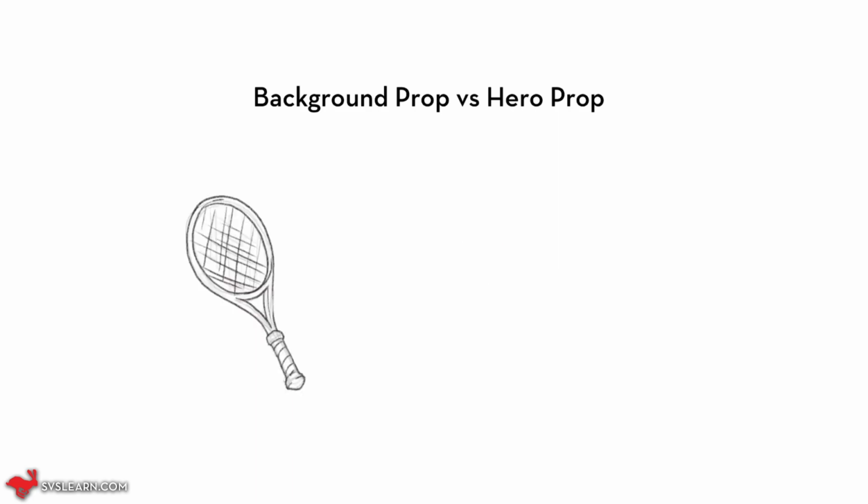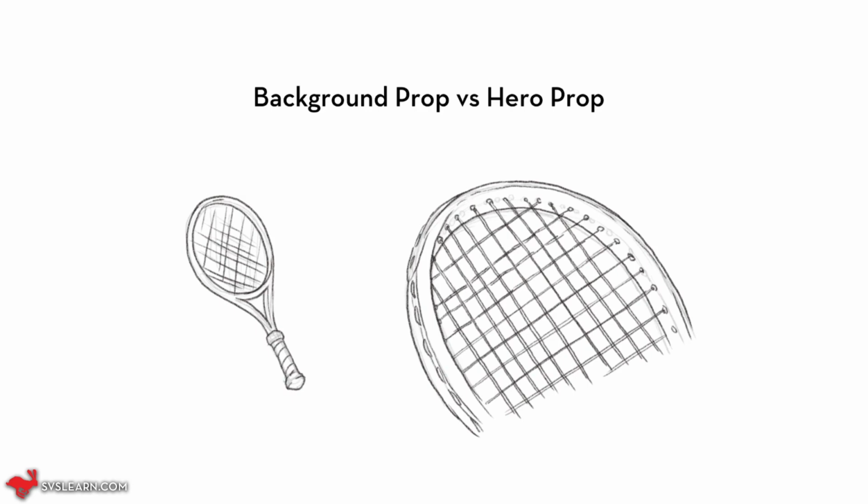Here we have a tennis racket, something we do see in our world more frequently than swords, probably. I don't know, it depends on what kind of stuff you're into on the weekends. But this would be the example of the amount of detail that you would put into a background prop. And this is the kind of detail that needs to go into a hero prop.